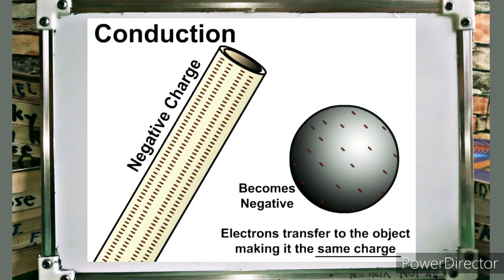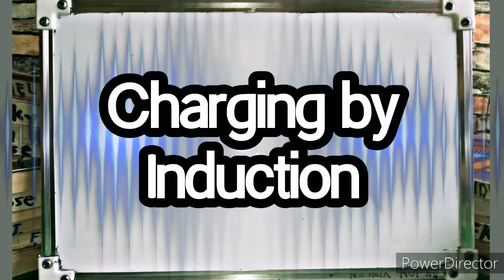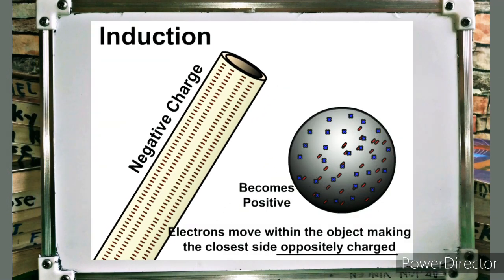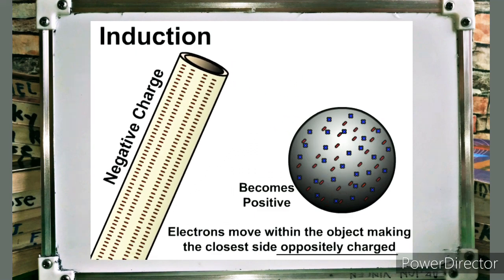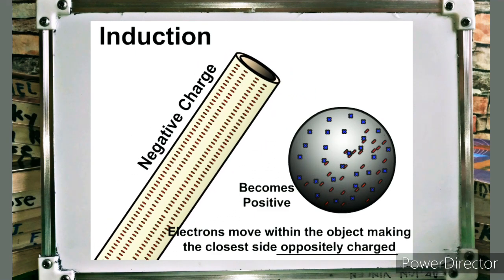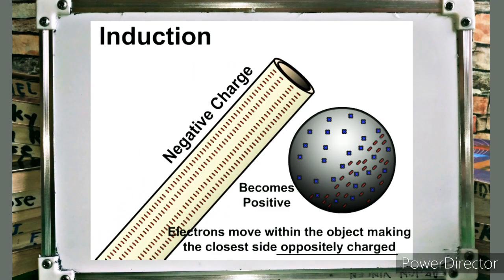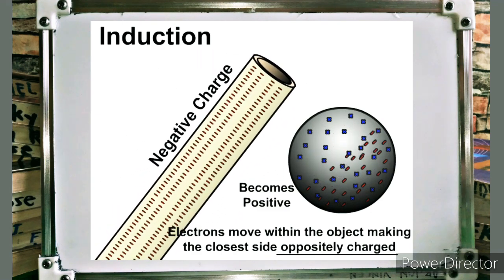The third one is charging by induction. Again, as we see in the illustration, it is the process of charging the uncharged object by bringing it near another charged object, but in a sense of not touching it.